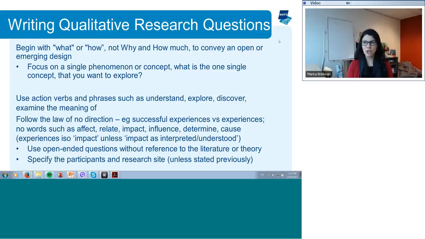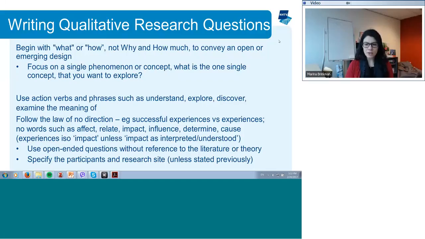So qualitative researchers are supposed to follow this idea of no direction, the law of no direction. And once you start using adjectives, you actually start implying and assuming directions. In this line of thinking, that's actually not done. So also no words such as affect, relate, impact, influence, determine, cause. Well, you should not use them.